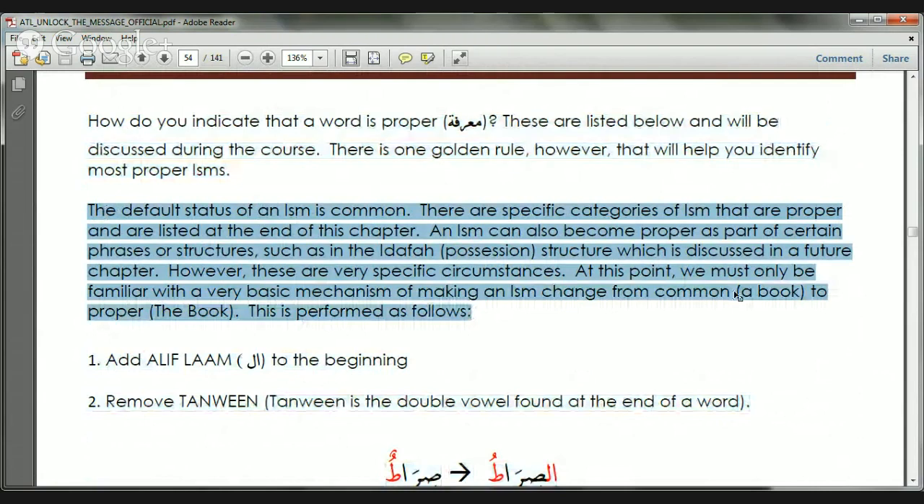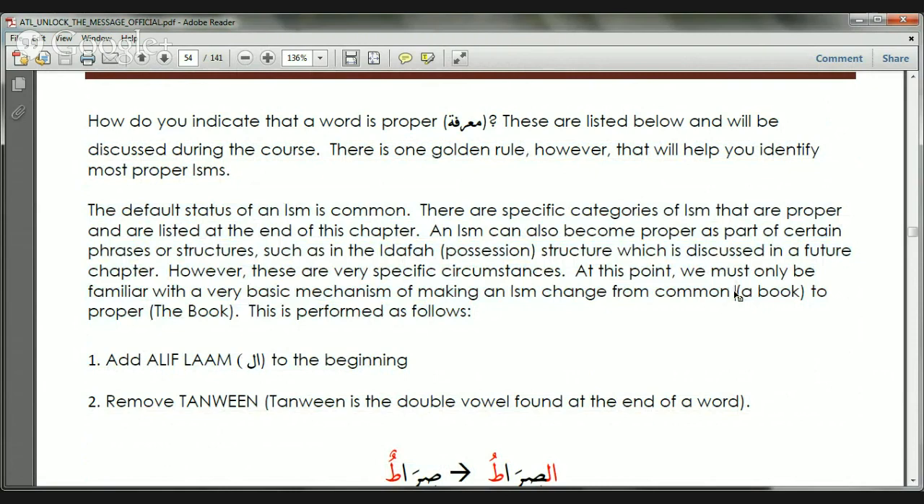The default status of an ism is common. So if that's the case, what are we just studying? How an ism becomes proper. How an ism becomes proper. There are specific categories of isms that are proper, and we're going to go over it today.